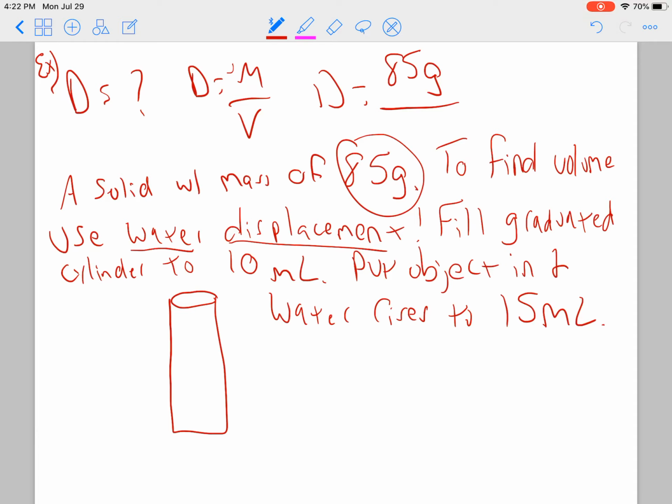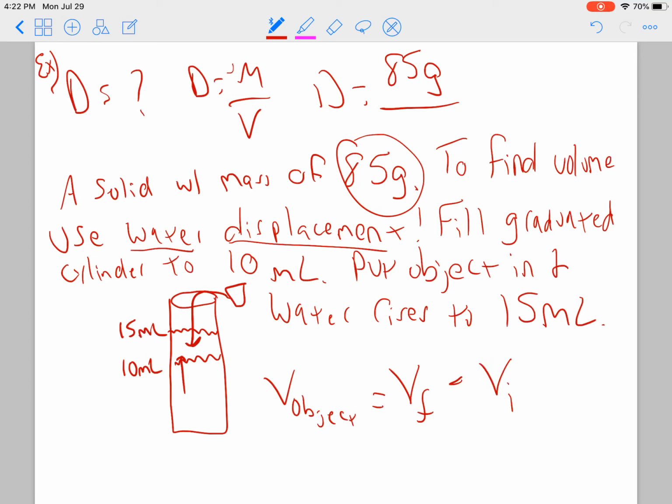So in this case, you're going to fill a graduated cylinder to 10 milliliters. So that's 10 milliliters. You put your object in, so it's your unknown solid, and when you do, the water is going to rise to 15 milliliters. So to find the volume of the object, you need to take your final volume minus your initial volume. The final volume, in this case, is 15 milliliters, because that's what the volume went to after you dropped the object in. Your initial volume, so what you originally filled the water up to, was 10 milliliters.